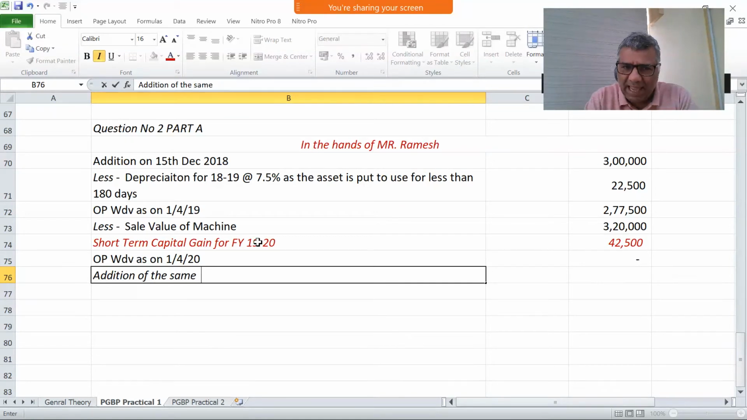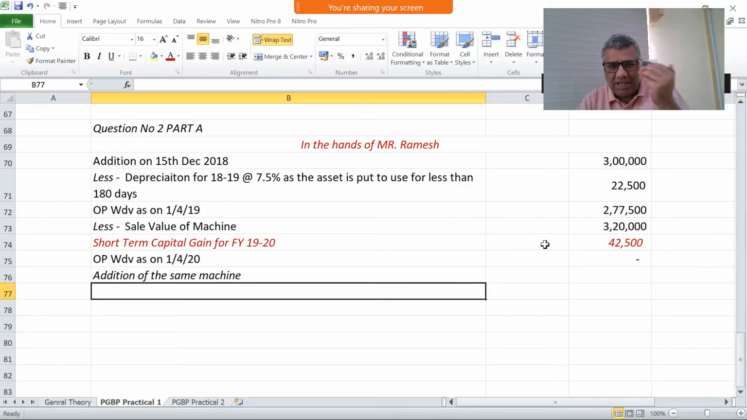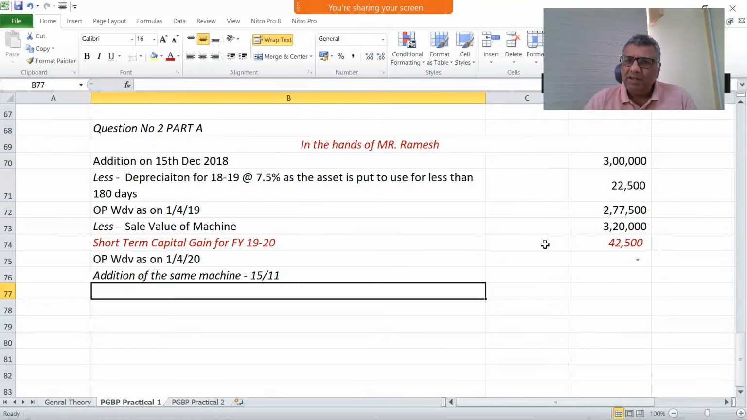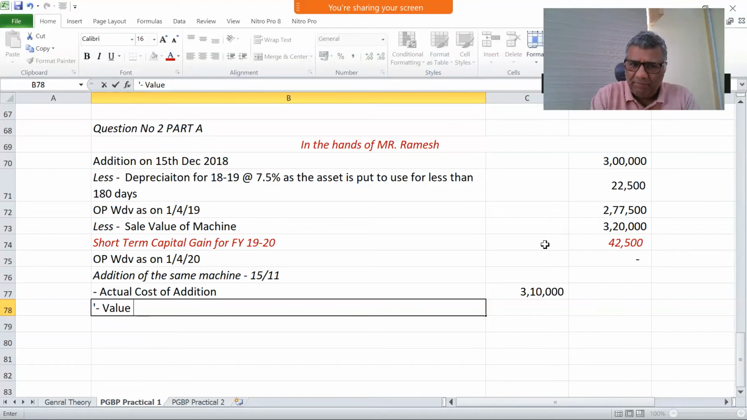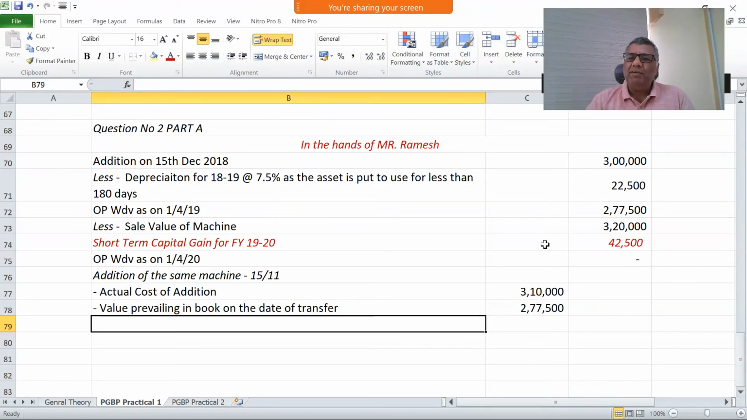Addition of the same machine later in the year. Ganesh, after using the machine for business, on 15/11/2020 sold it back to Ramesh for 310. So Ramesh is again purchasing the same machine on 15th November. Actual cost of addition is 3,10,000. Value prevailing in the books on the date of transfer is 277,500. That is why he got 42,500. This 277,500 is only the value.